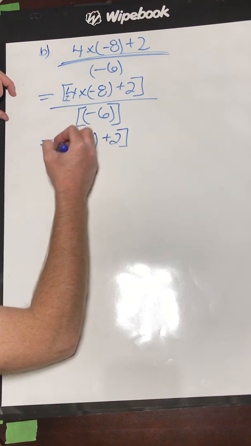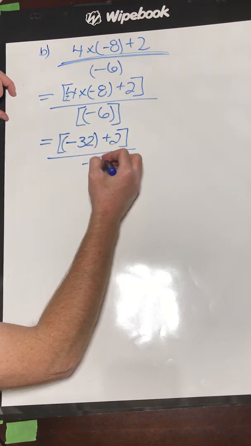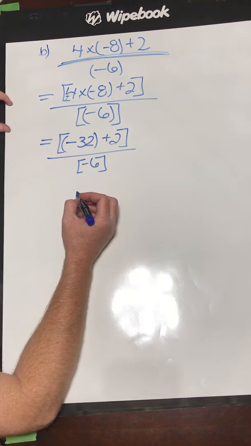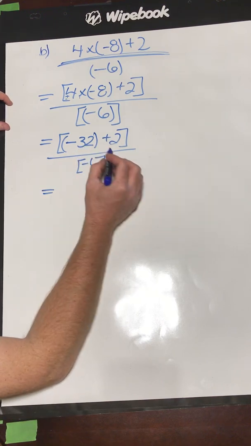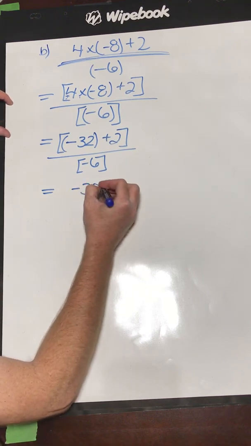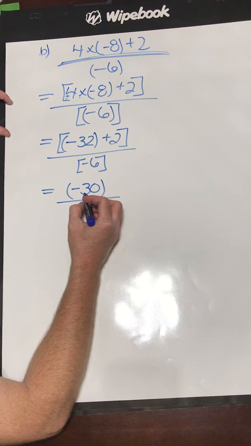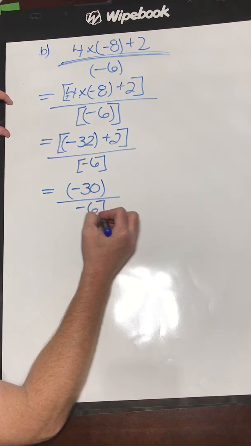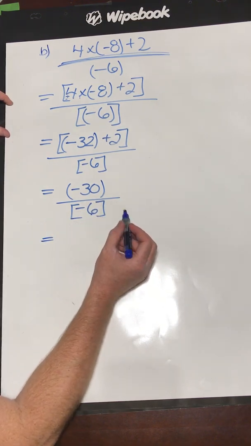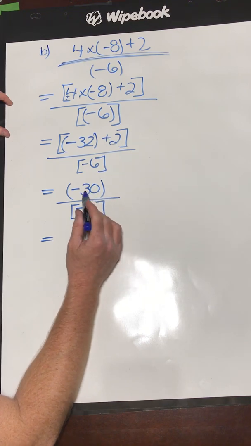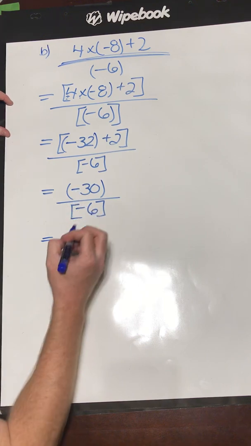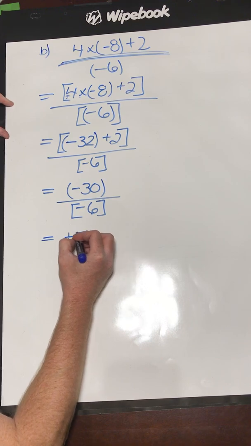And I'm going to keep those square brackets on to remind me that I need to keep doing the operations in the numerator until I just get one integer in the numerator. So now I have negative 32 plus 2, which is negative 30. So now I only have one integer in the numerator, and I have only one integer in the denominator, which is negative 6. So I can now divide the numerator by the denominator. So negative 30 divided by negative 6. So I have two negative signs here. So that means it's going to be a positive, and it's going to be positive 5.